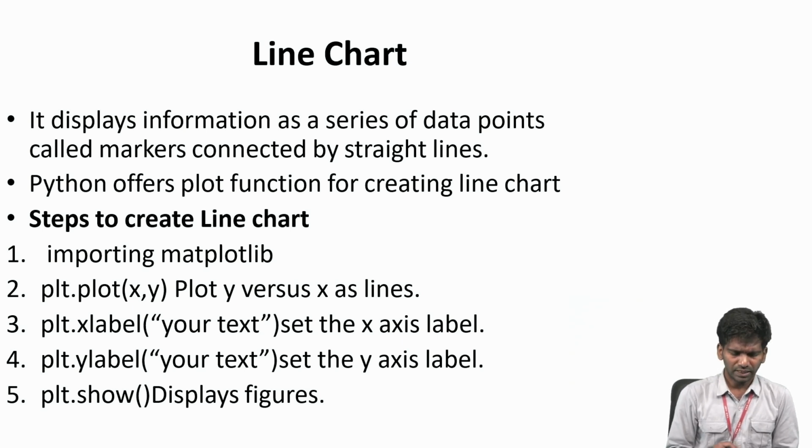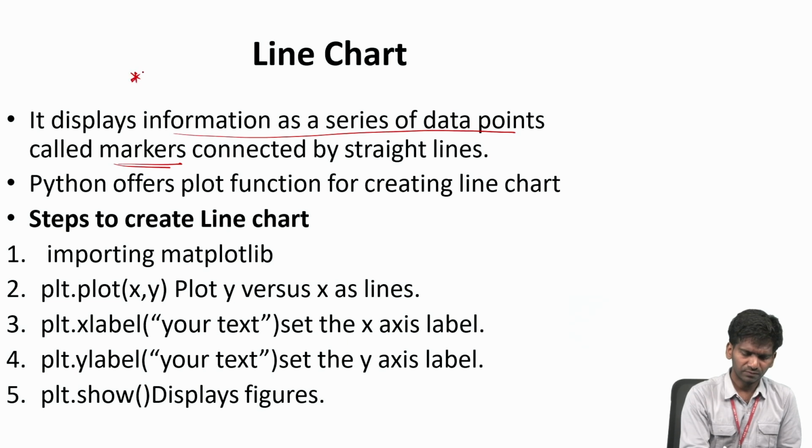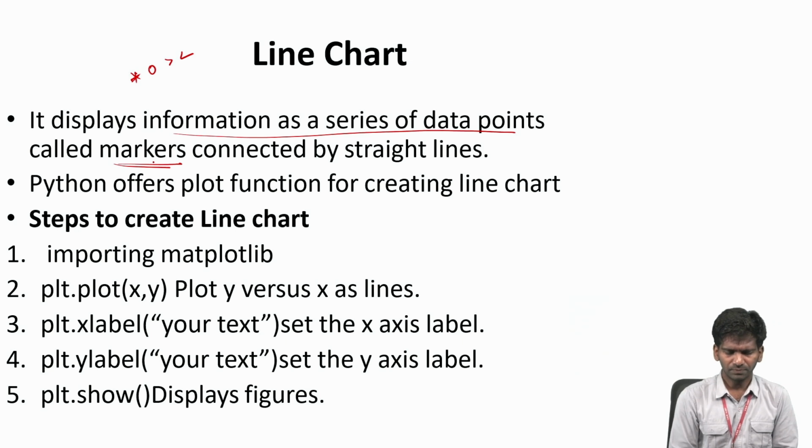Line chart. These are the basic steps that we need to create a line chart. First, it displays information as a series of data points called markers. What are markers? These are symbols like star, zero, circle, greater than, less than. I think we can show it in a scatter plot. What is a scatter plot? Why do we need markers there?